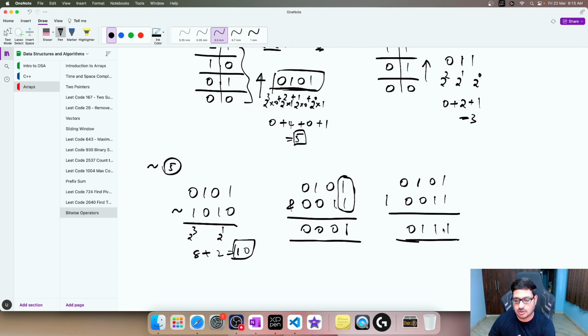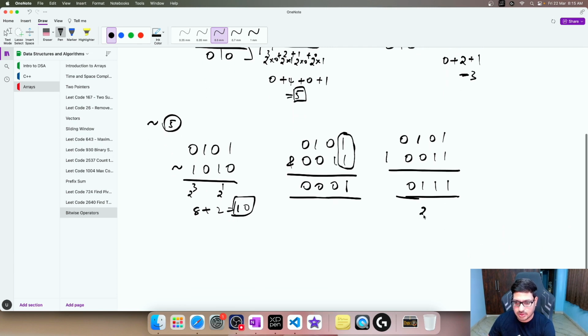So what is the value of this? This is 2 power 2, 2 power 1, 2 power 0, 4 plus 2 plus 1 is 7. So binary OR of 5 and 3 is 7. What is the binary AND? This is simply 2 power 0, this is 1. So binary AND of 5 and 3 is 1. Binary OR of 5 and 3 is 7. Okay.